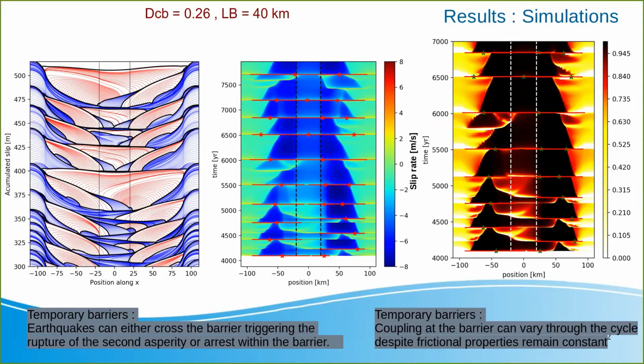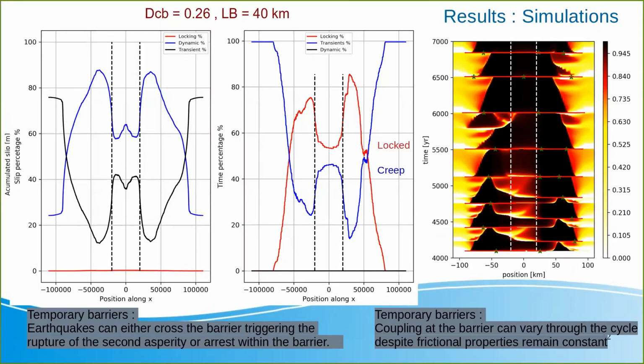So let's try to understand what is happening here. You see here that the slip distribution is divided into transient events and dynamic events. Half of the time the barrier is locked, and half of the time the barrier is creeping. So we have this dual behavior, and this is a slip pattern that we can obtain from velocity weakening barriers.